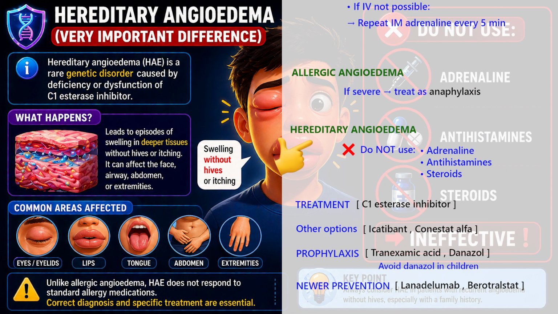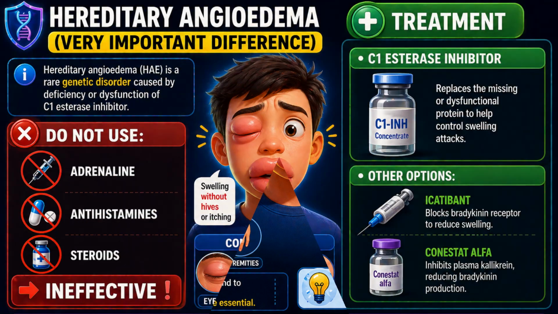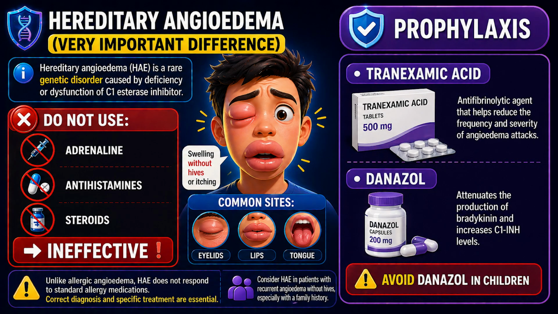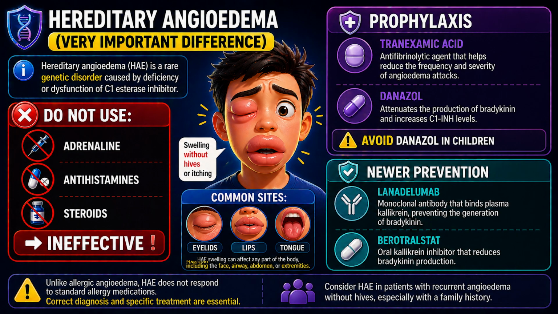Hereditary angioedema. In this condition, adrenaline does not work, antihistamines do not work, steroids do not work, completely ineffective. So what do we use? Treatment includes C1 esterase inhibitor. Other options, icatibant, conestat alfa. For prevention, tranexamic acid, danazol, but avoid danazol in children. Newer prevention options include lanadelumab, berotralstat.